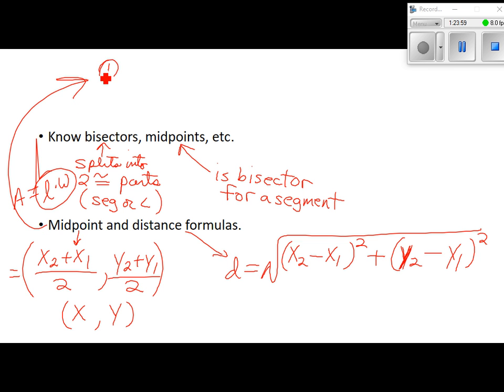I'm going to give you two little hints here. If you see a graph, there's a pretty good chance you're using one of those two formulas. If they give you ordered pairs, there's a real good chance that you're using one of those two formulas. All right? Does that make sense?